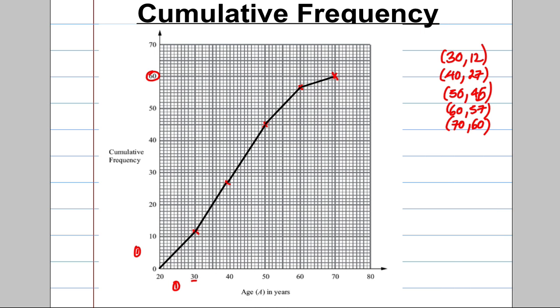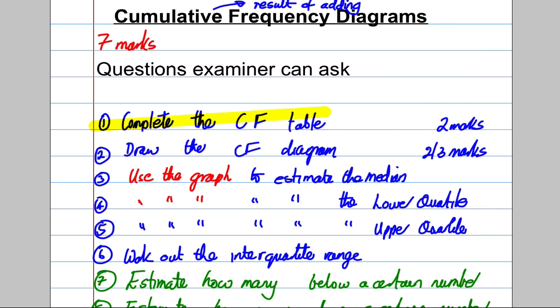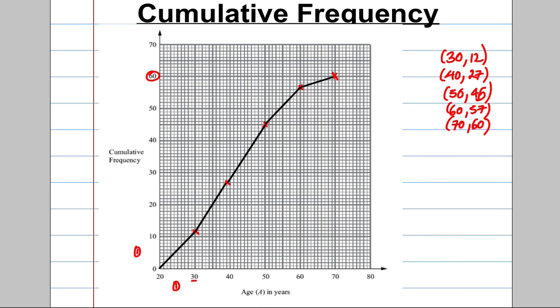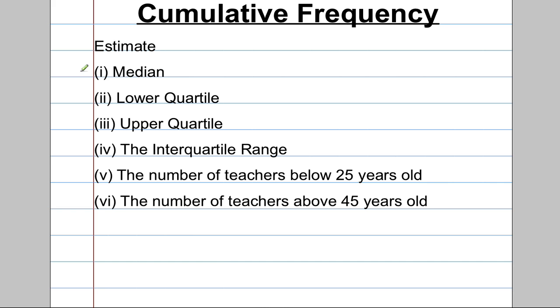Right, so we have done the next thing I said. Do you remember I said we were going to show you how to draw the cumulative frequency diagram? There you go. Having done the table, you can do that. Now we're going to go back here and we're going to answer these questions here. We're going to work out the median from the graph, the lower quartile, the upper quartile, the interquartile range, the number of teachers below 25 years old, the number of teachers above 25 years old. So here we go.